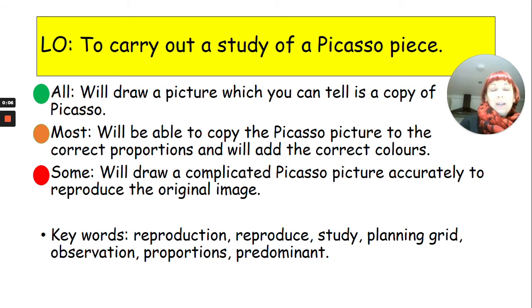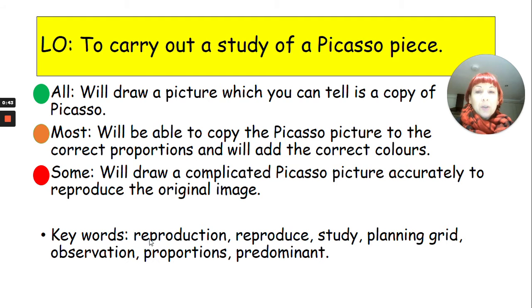Now last week you all did your outlines for your Picasso piece using your planning grids, and this week we're going to think about starting to add colour. Last week we did our planning grid and worked on proportions, and this week we're going to be adding colour as accurately as possible in order to reproduce the original image. Lots of you would have heard of a reproduction, a copy of the original image, and that's what we're going to do. We're going to reproduce, or create a copy of, the original image of a Picasso piece.